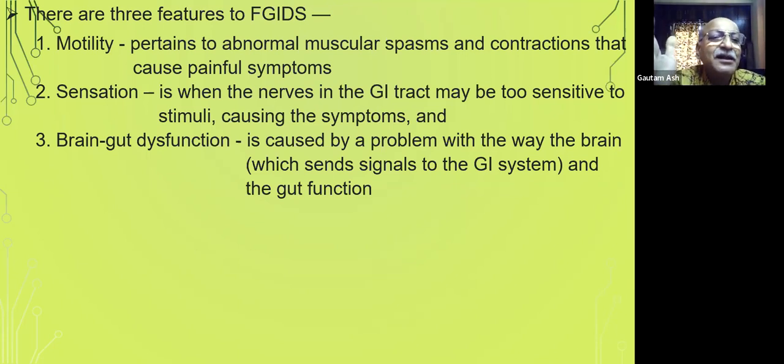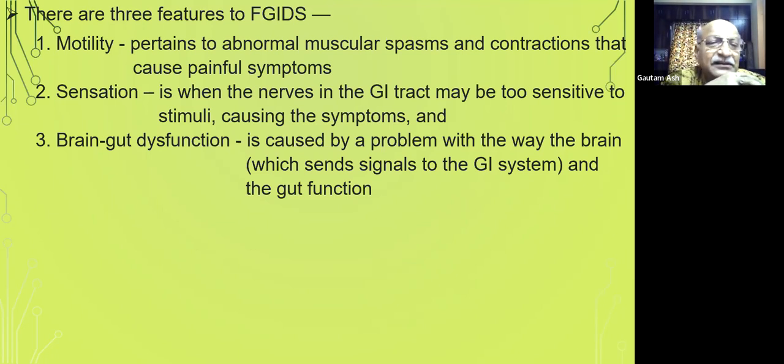Motility is what? It pertains to abnormal muscular spasm and contractions that cause painful symptoms. If the peristaltic movement is retrograde, or if it is vigorous, or it is due to some other obstruction in the intestine or any other condition of the intestine, this will give abnormal motility and lead to a painful condition of the abdomen.